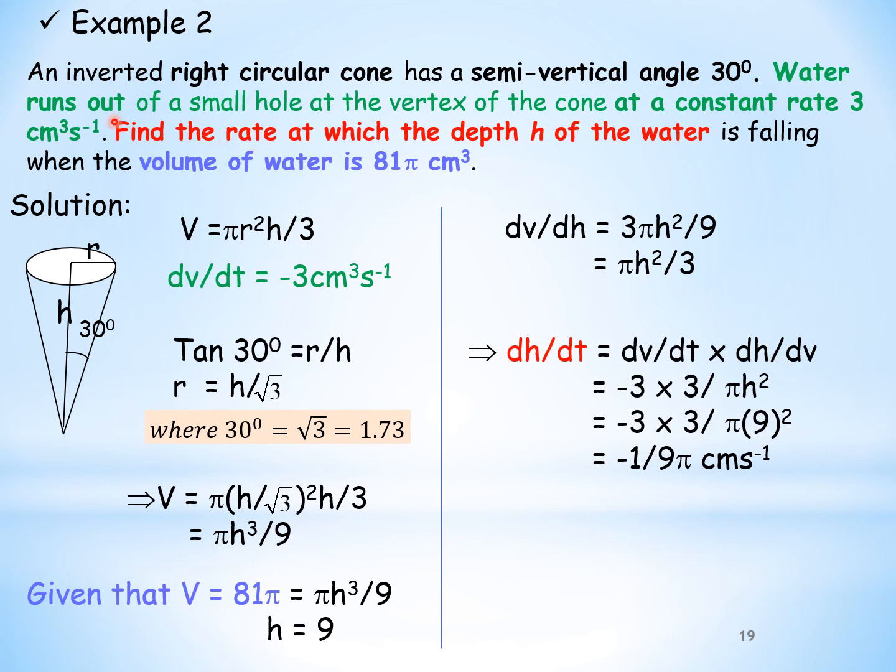The next example, an inverted right circular cone has a semi-vertical angle, here 30 degrees. Water runs out of a small hole at the vertex of the cone at a constant rate of 3 cm³ per second. Okay, it says at the bottom tip there is a small hole from which water flows out at a rate of 3 cm³ per second.